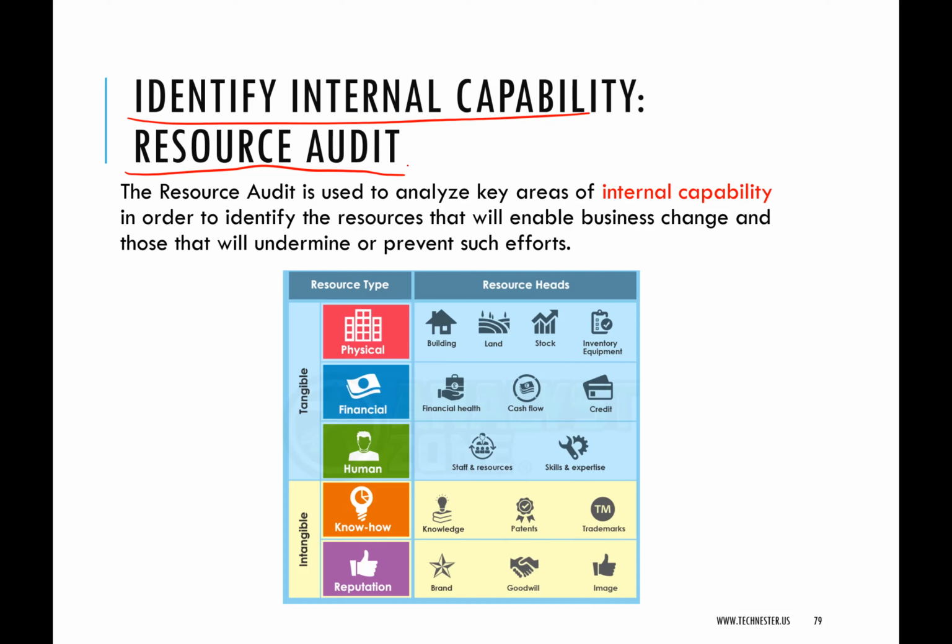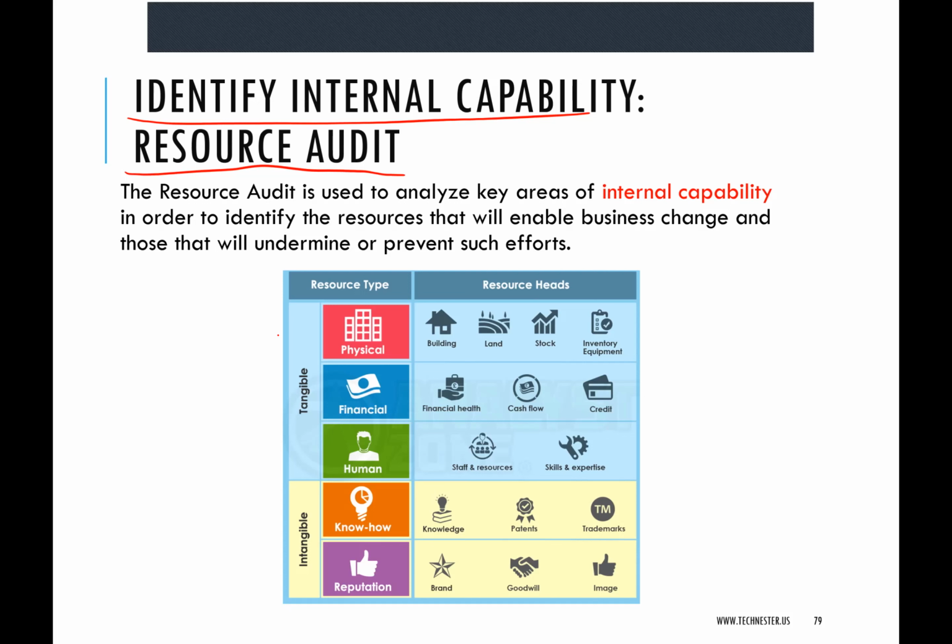It's used to analyze key areas of internal capability in order to identify the resources that will enable business change and those that will undermine or prevent such effort. Summary of the big story: it is used to identify strengths and weaknesses. That's all this one does. So this one is specialized on strengths and weaknesses. Resource audit tells us how to analyze strengths and weaknesses.